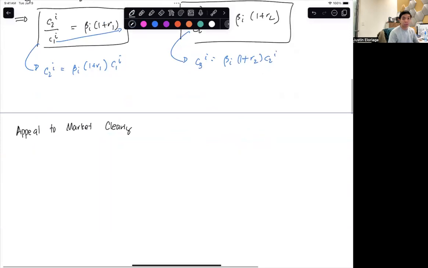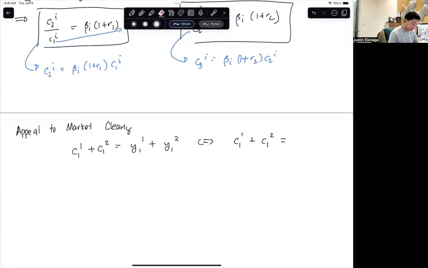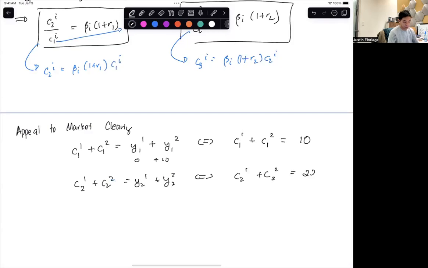So the market clearing conditions, there will be 3 because we have 3 periods. It must mean that C11 plus C12 is equal to Y11 plus Y12. I don't know what those C's are yet, but I know the income. So this is going to be 10 plus 0 plus 10, right? So this will be 10. This will be C21 plus C22 equal to Y21 plus Y22. Again, I don't know what the C's are, but I do know what the y's are. So I can infer from there that this is going to be equal to 22.